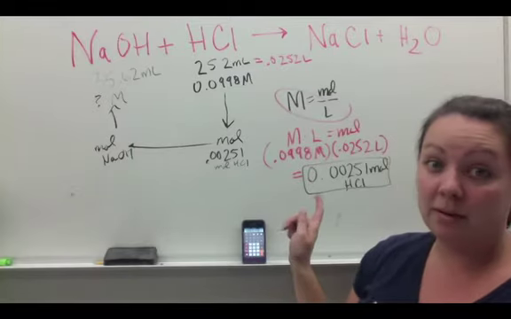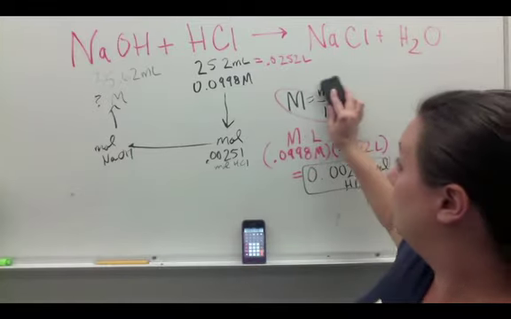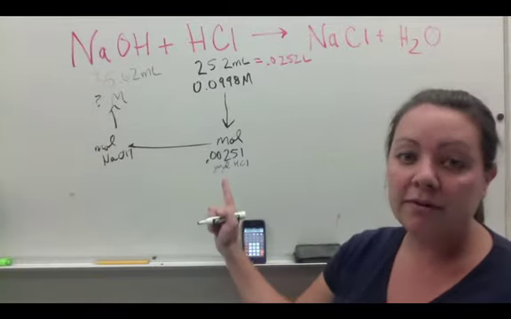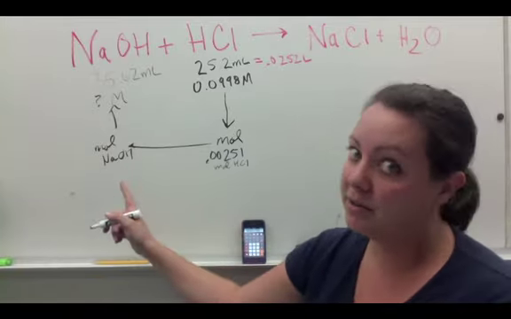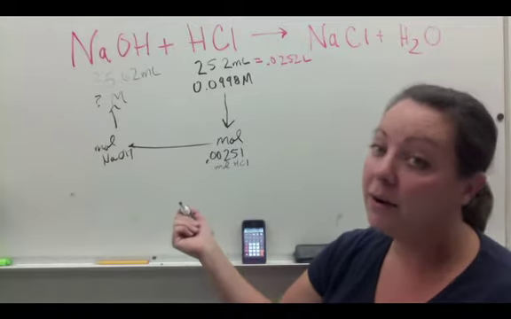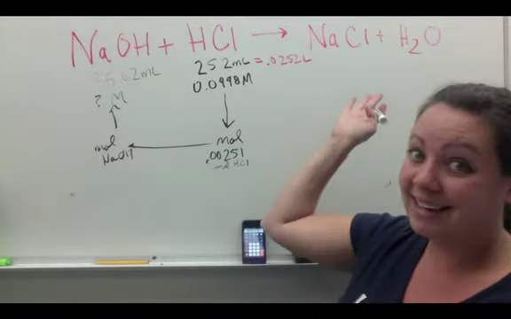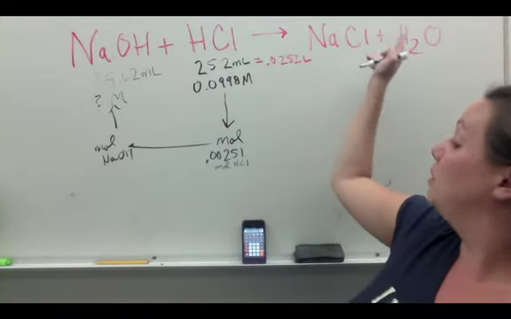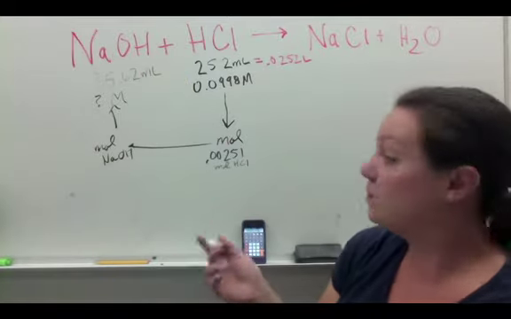Okay, I'm going to erase my work so that I can keep working with you in this small space that we have. Now, in order to get from moles of one chemical to moles of the other, we have to use our coefficients. Now, this equation is really nice. It's balanced already. So we know that we have 1 mole, 1 mole, 1 mole, 1 mole.